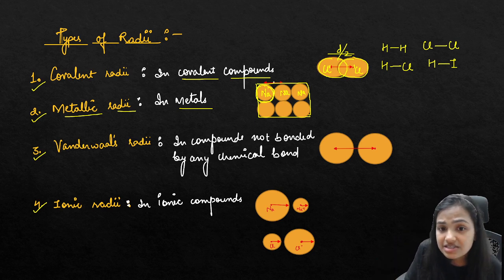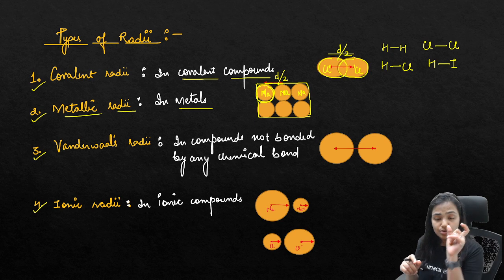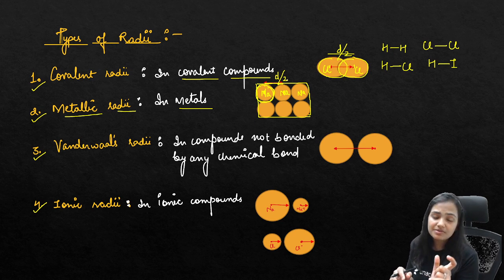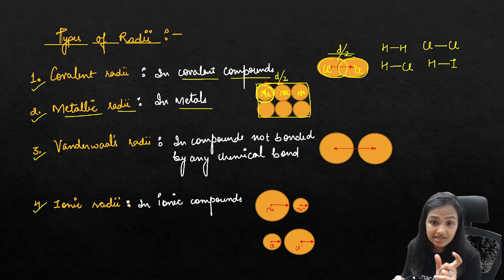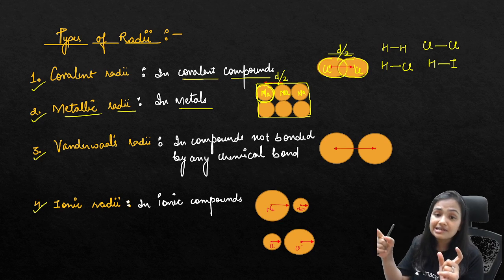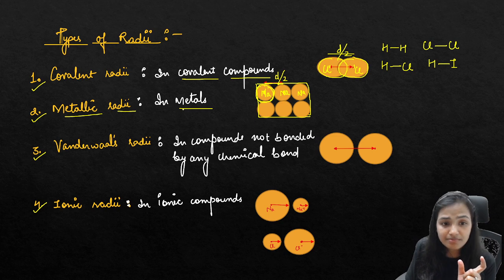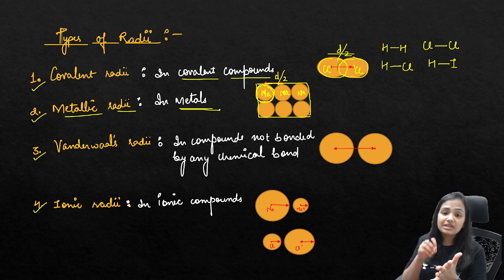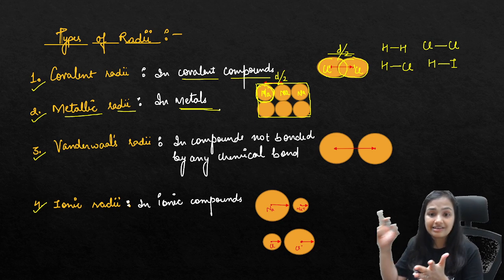Okay, so the distance between the nuclei of this sodium and this sodium will be said to be d, and half of the distance between the two nuclei of the two sodium atoms, d by 2, will be considered as the radius. So half of the distance will be considered as the radii in the case of the metals. So when we have metals, we can determine the metallic radii.